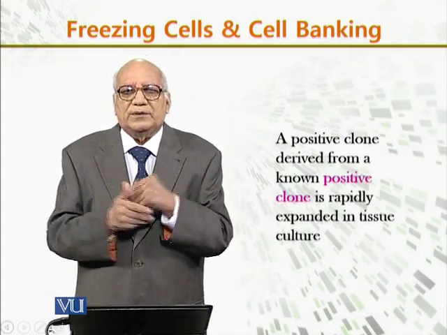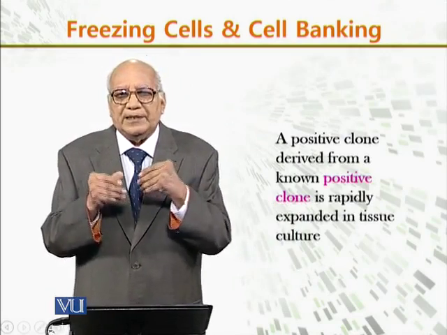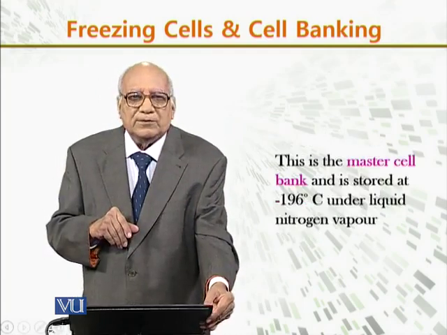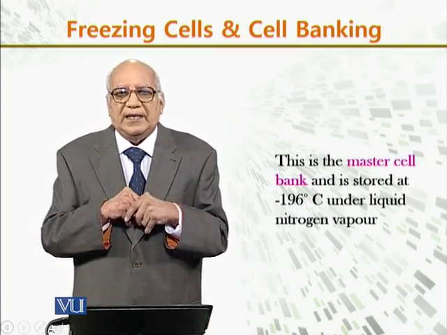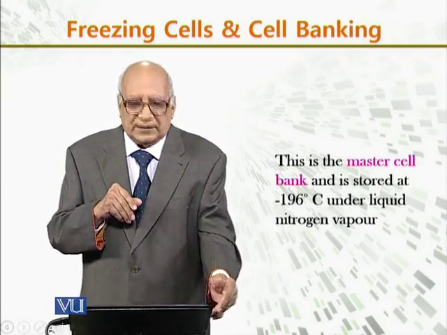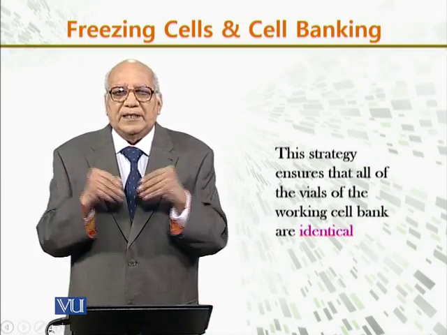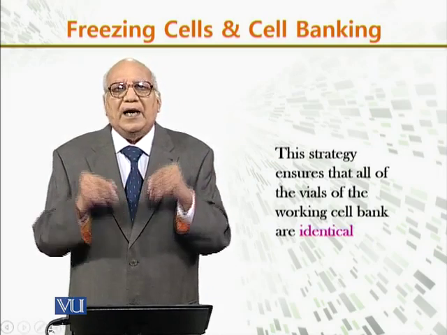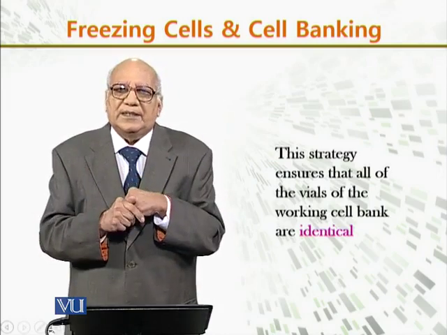A positive clone, which is derived from a known positive clone, is rapidly expanded in tissue culture and can be kept for a long time. So this is called a master cell bank and is stored at minus 196 degrees under liquid nitrogen vapors. This strategy of cell banking ensures that all of the vials of the working cell bank are identical and can be used for further experimentation in the biological field.